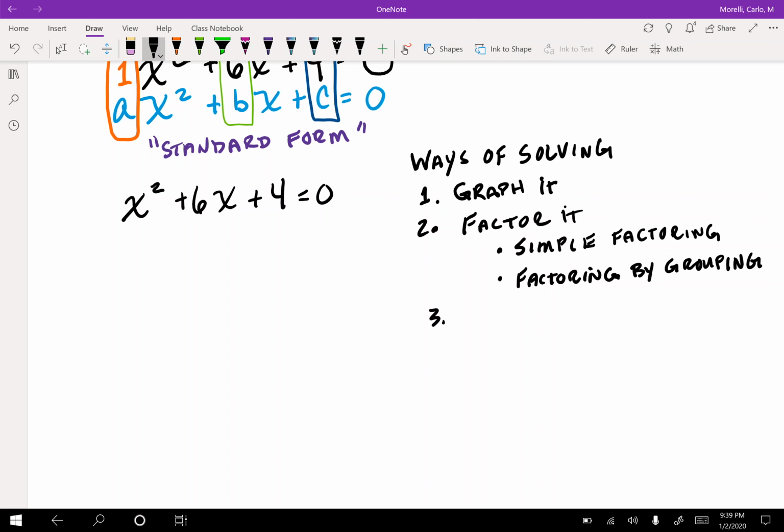3, use the quadratic formula. The quadratic formula is really easy to remember once you practice it. I'm not going to write it right now because it would terrify you. But we'll teach you a way to memorize it. Number 4, complete the square.